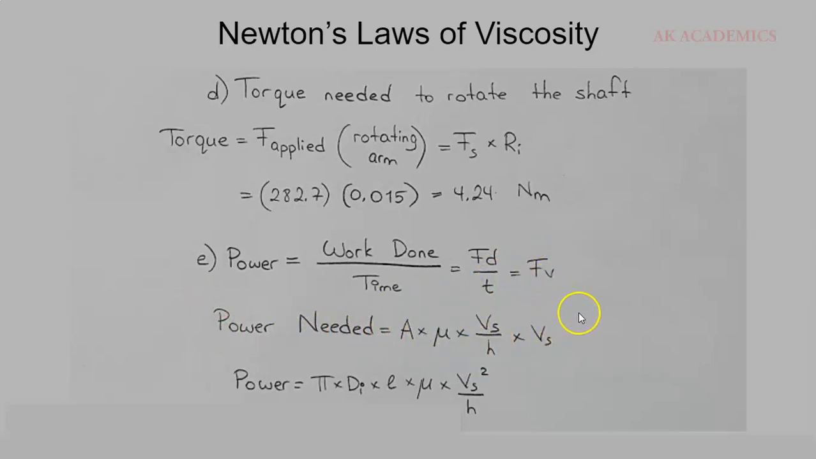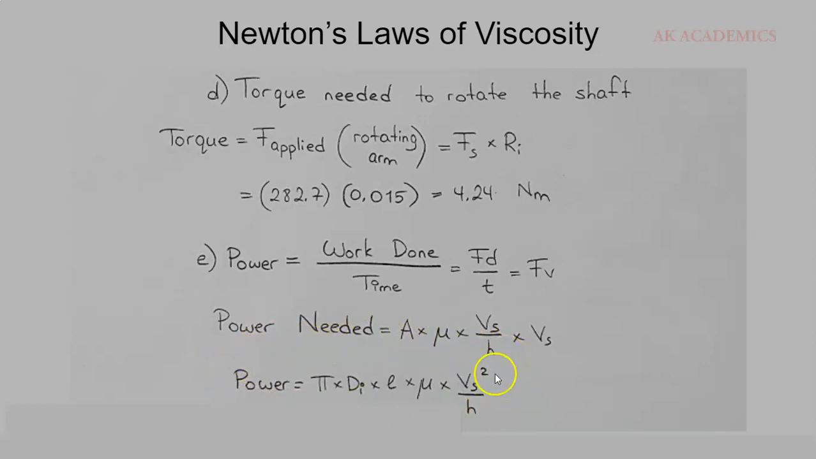We were asked actually to derive an expression for the power. This is the expression they asked us to derive. If you go ahead, we know our A to be pi dl. We know our A is going to be pi dl multiplied by mu multiplied by Vs squared over H. This then becomes the power expression that we've been asked to develop, this one.